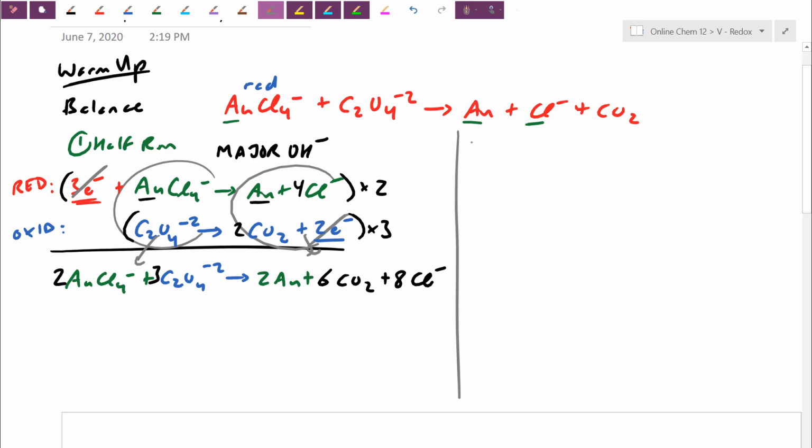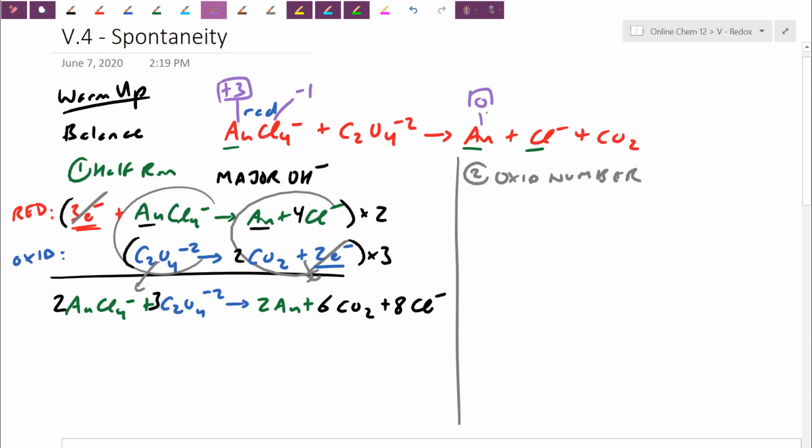Let's compare that using the oxidation number method instead. For the oxidation number method, we need to do one extra step, which is to find the oxidation numbers of absolutely everything. So I know chlorine is a halide, usually -1. There's 4 of them, that gives you -4. That puts gold in a +3 state. Later on, gold is in a 0 state. You notice that the gold goes from 3 to 0. That's a -3. That means this has been reduced.